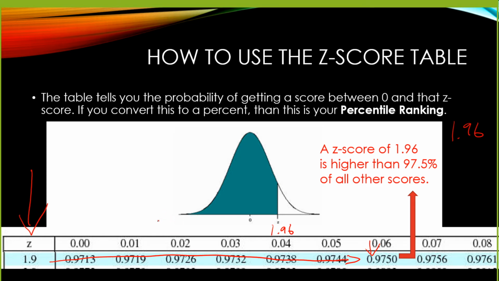A z-score of 1.96 will enclose, between a z-score of negative infinity and a z-score of 1.96, 97.5% of all values. So that means if you got a z-score of 1.96 on your SAT, you scored higher than 97.5% of all people who took the SAT that session.